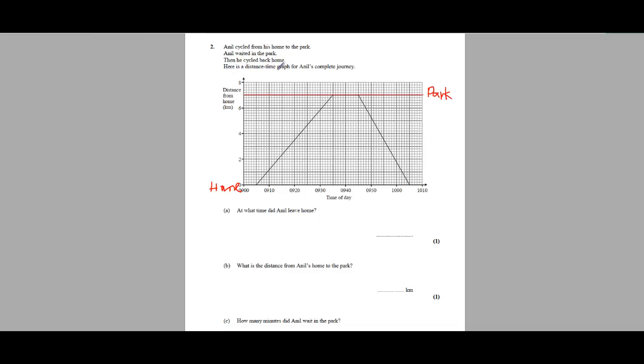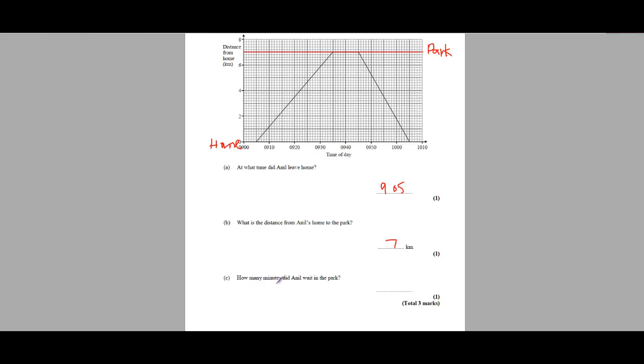Here is a distance time graph for Anil's complete journey. At what time did Anil leave home? Look here, this is 9 o'clock, this is 9:10, and it is between them, so it is 9:05. So he left home at 9:05. And what is the distance from Anil's home to the park? This is home and this is park. The distance is between 6 and 8, so it is 7 kilometers.